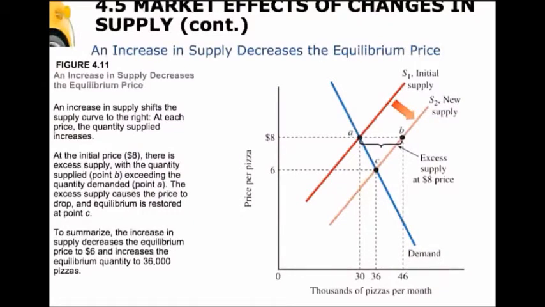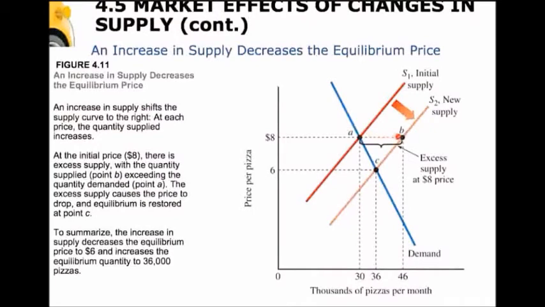Well, we can look at the market for pizzas again. Here we've got the initial supply, S1, in the pizza market. Here we've got the demand curve. We can see at equilibrium, point A, the price is $8 and the quantity is 30,000 pizzas per month. If some variable changes which increases supply or shifts the supply curve from S1 out to S2, the new supply curve, we can see that at the old price, there's going to be an excess supply.